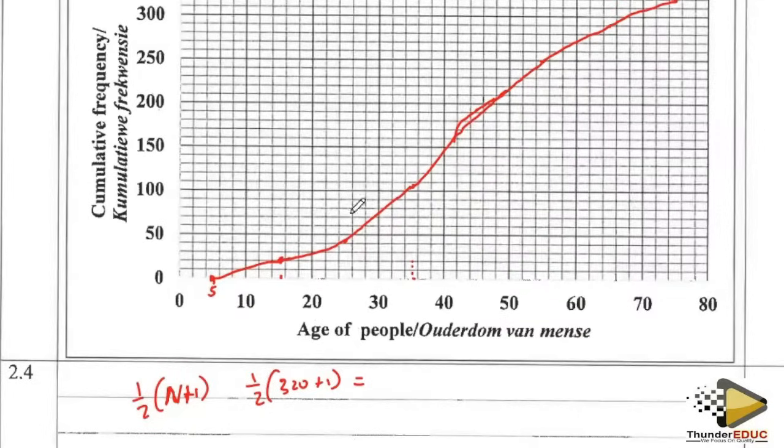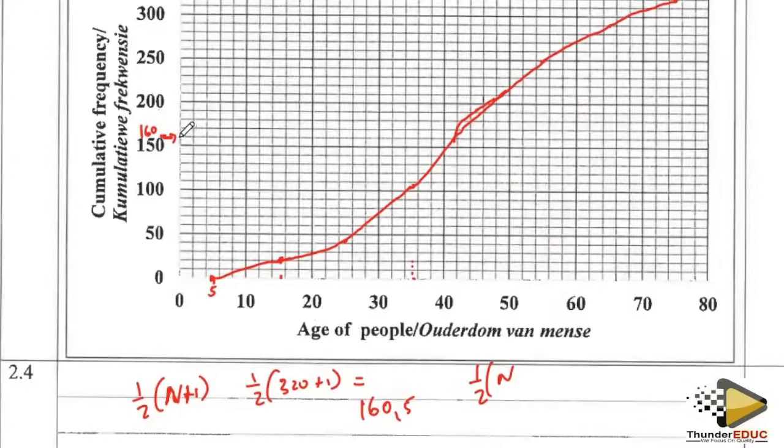So I'm just gonna use a half of n. I can do the same with a half of 320, so it's 0.5 times 320 plus 1. That's going to give me 160.5. Okay. 160.5 is just the same as 160. So which means I locate 160 on this side.